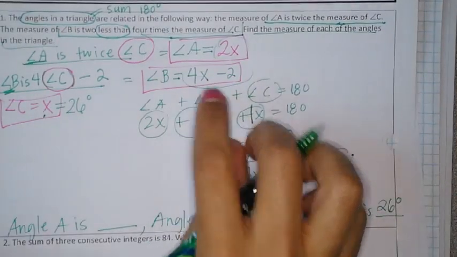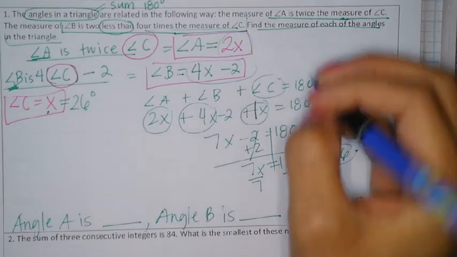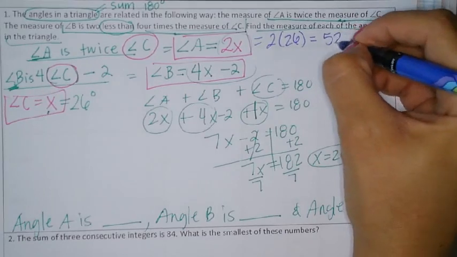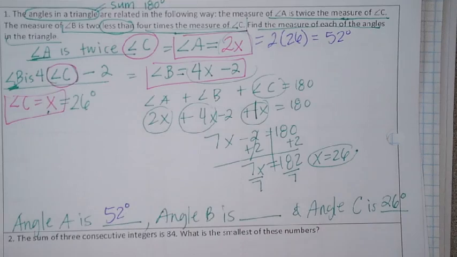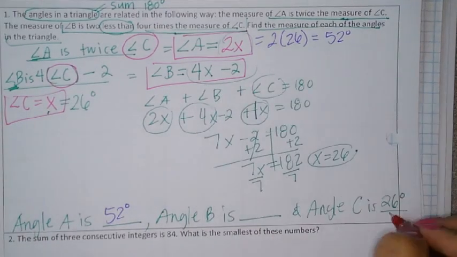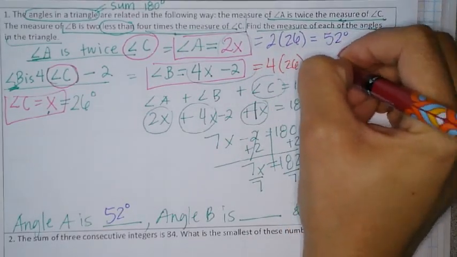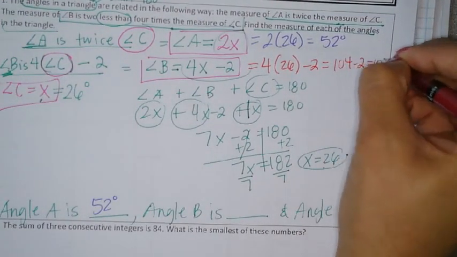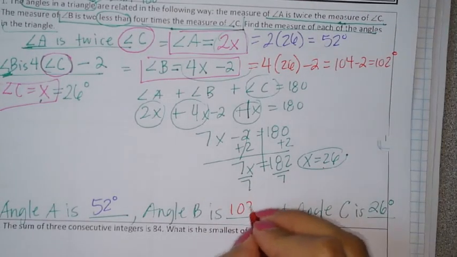Now I need to find A and B. So A is 2 times x, and I already know x. So then that means 2 times 26. So that will be 52. So now I know that angle A is 52 degrees. Okay? Angle B is 4x minus 2, and I already know what x is. So 4 times 26 minus 2. Okay? So that will be 104 minus 2, and that equals 102. So now I know that angle B is 102 degrees.